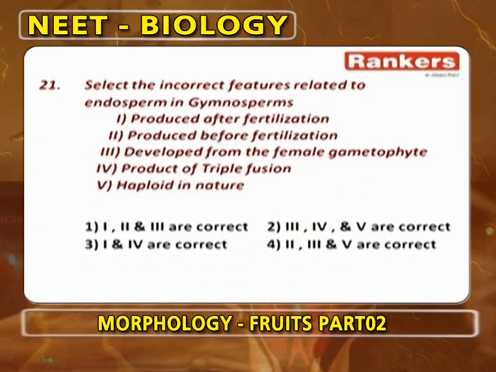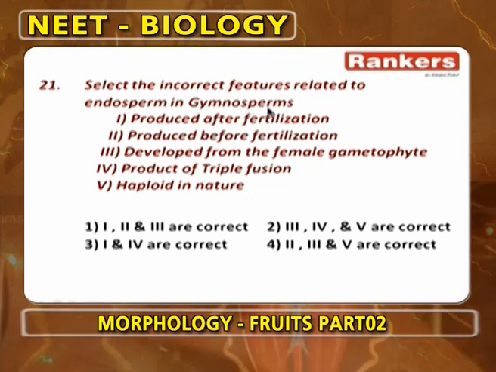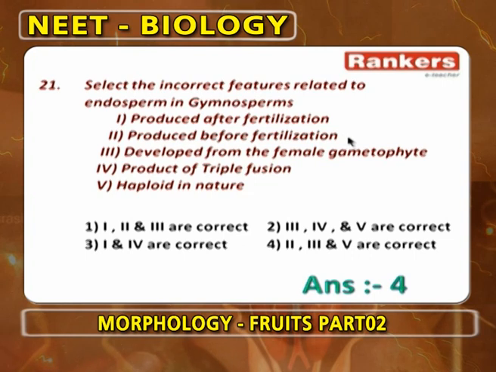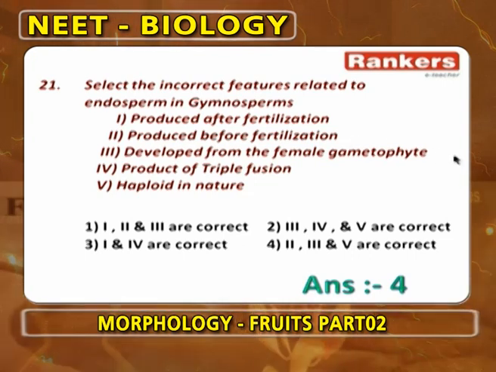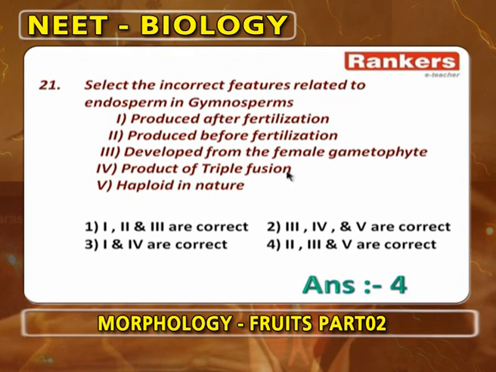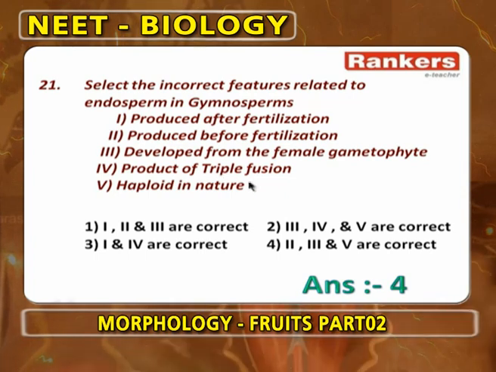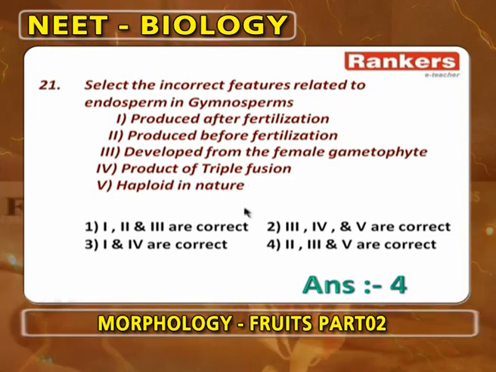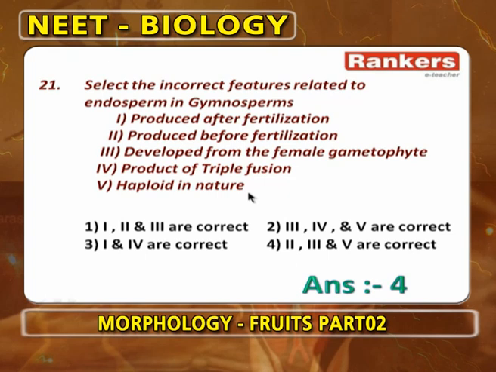Next. Select the incorrect feature related to endosperm in gymnosperm. Produced after fertilization is wrong. Keyword: produced after fertilization is wrong. Produced before fertilization is correct. Developed from female gametophyte is correct. Product of triple fusion is wrong. Haploid nature is correct. So what are the correct regarding this? Produced before fertilization, developed from female gametophyte. It is the female gametophyte which is regarded as endosperm in gymnosperms. It is haploid in nature. So 2, 3 and 5 are correct. 1 and 4 are wrong.